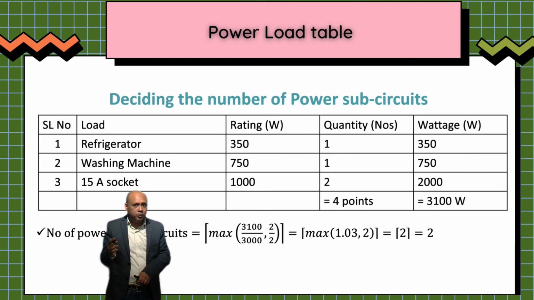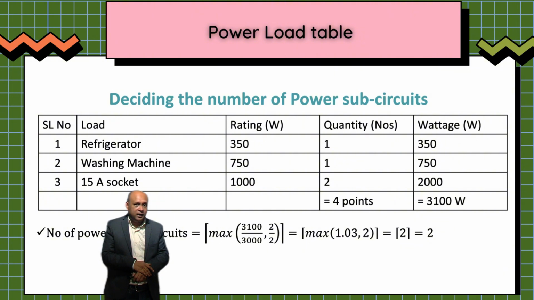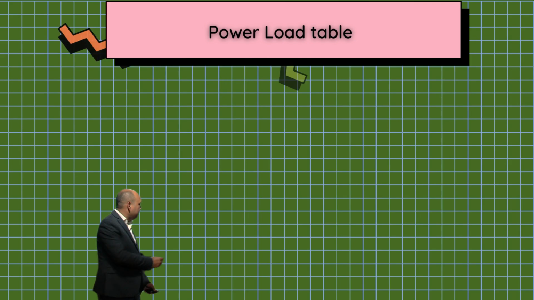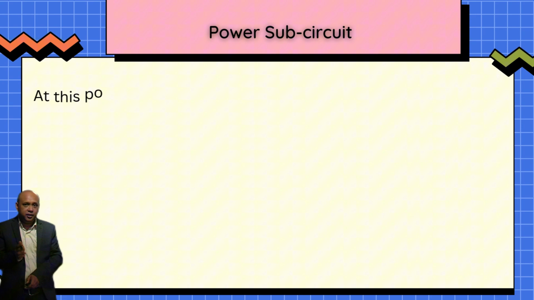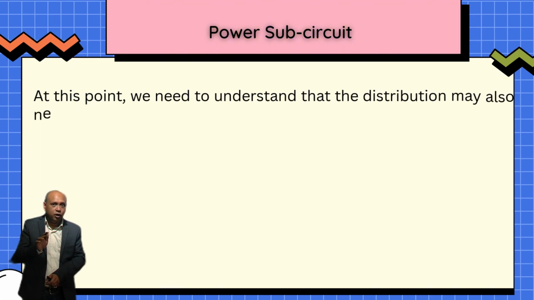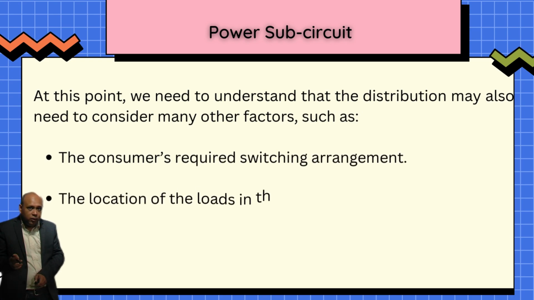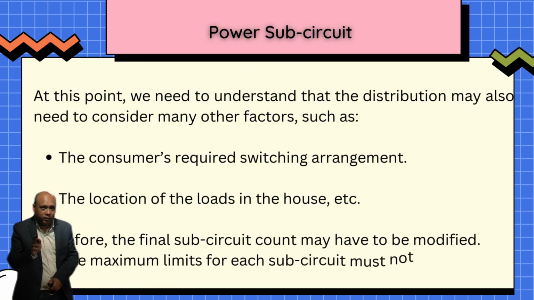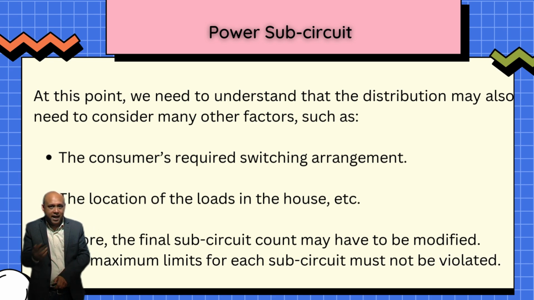Next, the 4 load points must be divided among the 2 power subcircuits. We must ensure that we do not exceed the limit. One possible distribution is shown in the table below. At this point, we need to understand that the distribution may also need to consider many other factors, such as the consumer's required switching arrangement, the location of the loads in the house, etc. Therefore, the final subcircuit count may have to be modified, but the maximum limit for each subcircuit must not be violated.